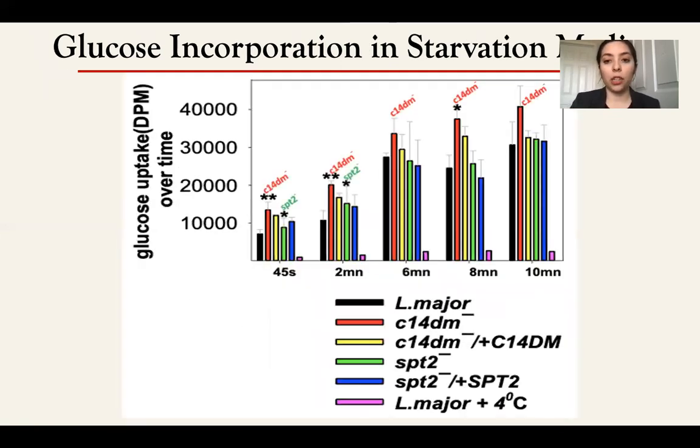Once we put these cells under starvation conditions, they all had roughly the same trend, as in over time, they all incorporated a greater amount of glucose. But what we could see most notably is that the C14 sterol mutant took up a much greater amount of glucose in comparison to any other type of cell, most likely to compensate for the fact that its membrane has been compromised and that it is unable to function at a regular rate in comparison to other cells that do not have that hindered membrane.